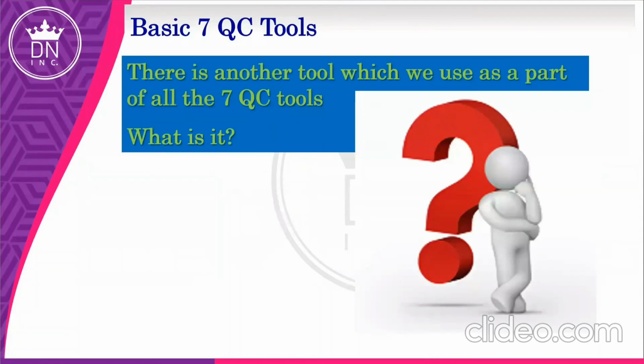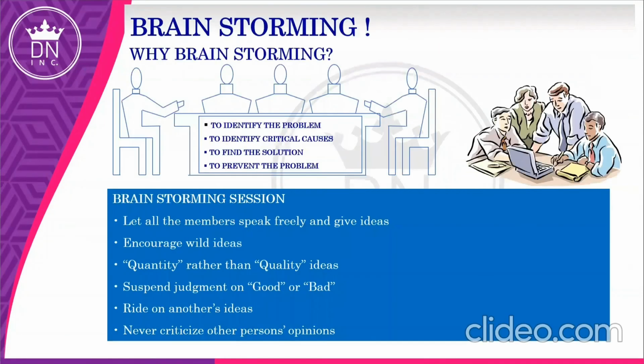Then there is one more tool. What is the tool? That is brainstorming. Brainstorming is an important tool for all projects. When you initiate any project, brainstorming is important. Why is it important? To identify the problem, identify the critical causes, find the solution, and prevent the problem. When you call all the team members, you have to speak freely and give ideas, and focus on the quality of ideas, not the quantity. And out of those ideas, you can judge which are good or bad.